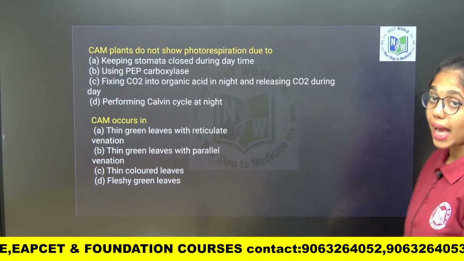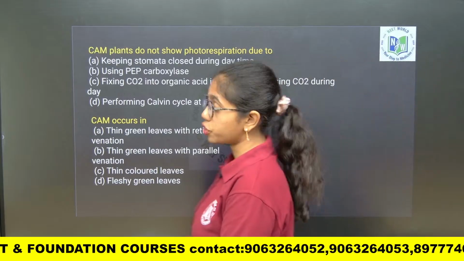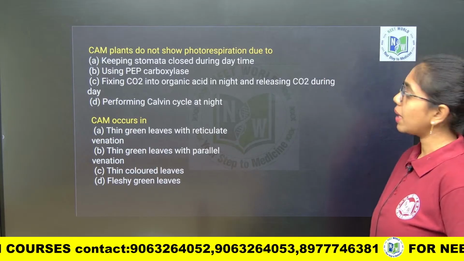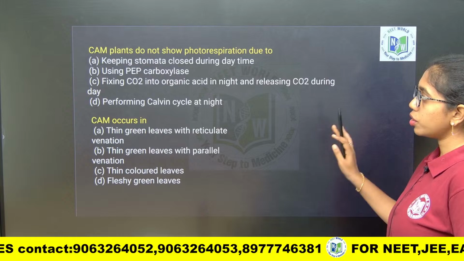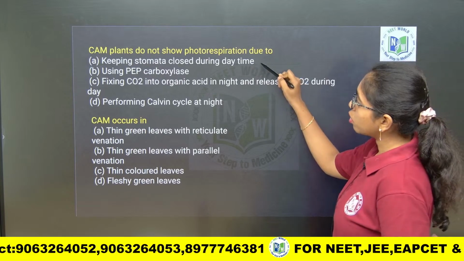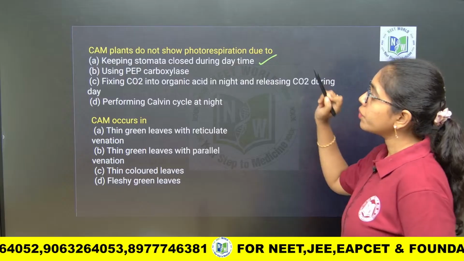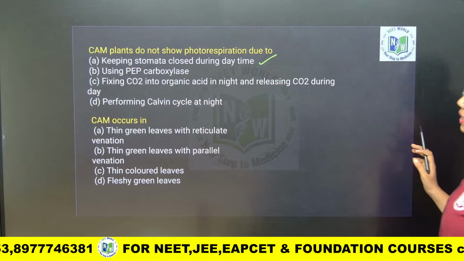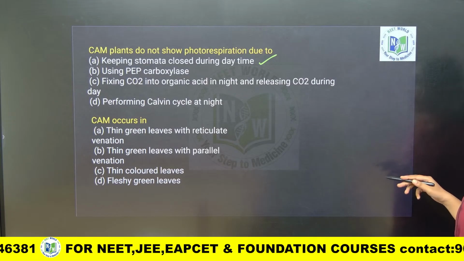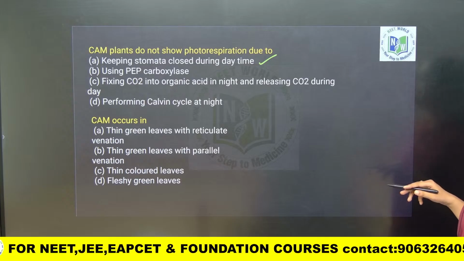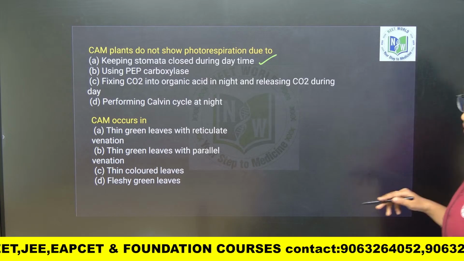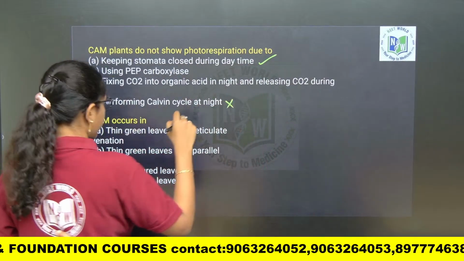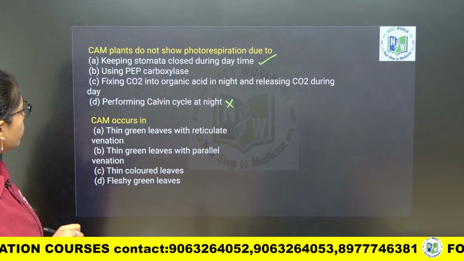CAM plants do not show photorespiration due to what reason? Keeping stomata closed during daytime. This is correct only. Using PEP carboxylase, fixing carbon dioxide into organic acids in night and releasing carbon dioxide in day, performing Calvin cycle at night. This is wrong. It will not perform Calvin cycle at night. It will perform Calvin cycle during daytime.